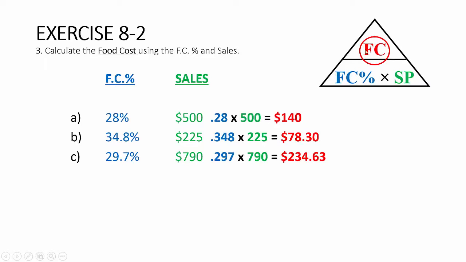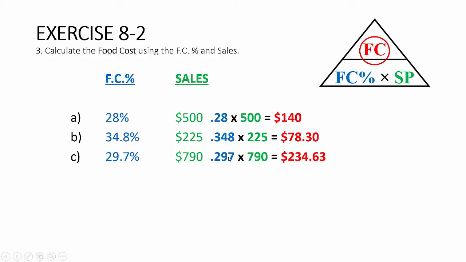The one other way we can use it, we are looking for the food cost, so we will take the food cost percent and multiply it by the selling price. So food cost percent of 28%, and we had sales of $500. Food cost percent times sales gives us $140. So it cost us $140 in food to generate sales of $500. Same thing down here, 34.8% times $225, the amount of sales we had, it cost $78.30 in food to generate $225 in sales.